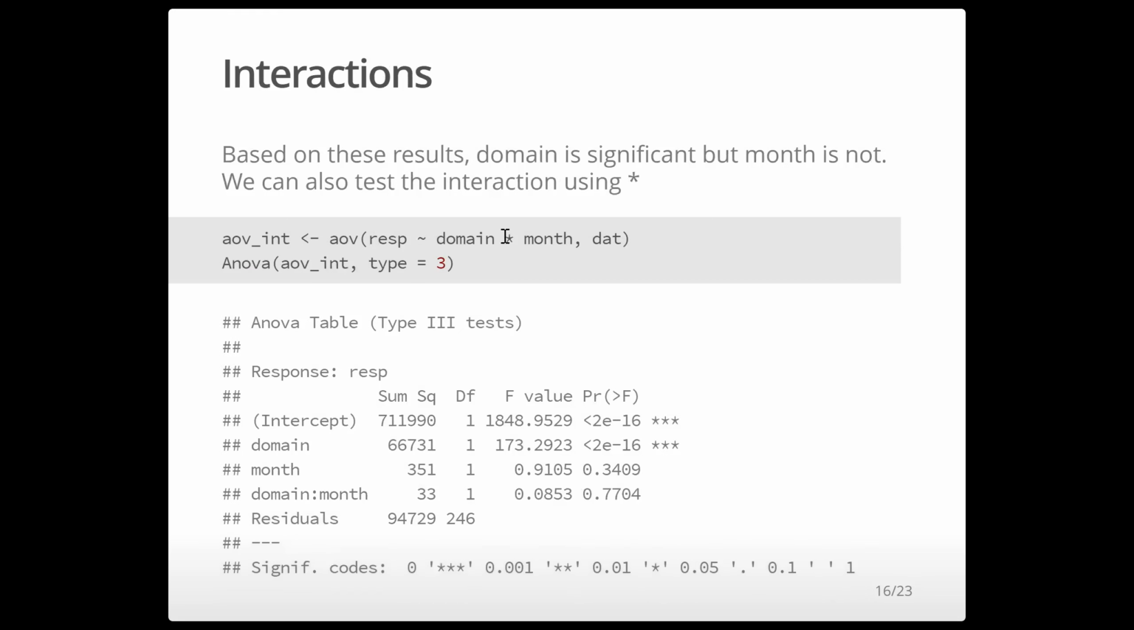If we wanted to look at the interaction, we could use the star representing multiplication instead of the plus. Note that if I do this, it also includes the lower order terms as well. So this calls the interaction, but then it also represents both domain and month separately. And you can see that down here in the ANOVA table. So we have each main effect as well as the interaction down here, and likewise the interaction is not significant.